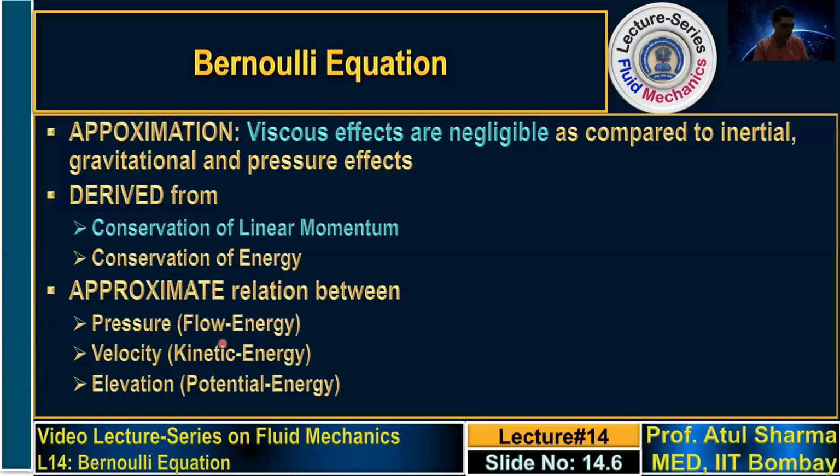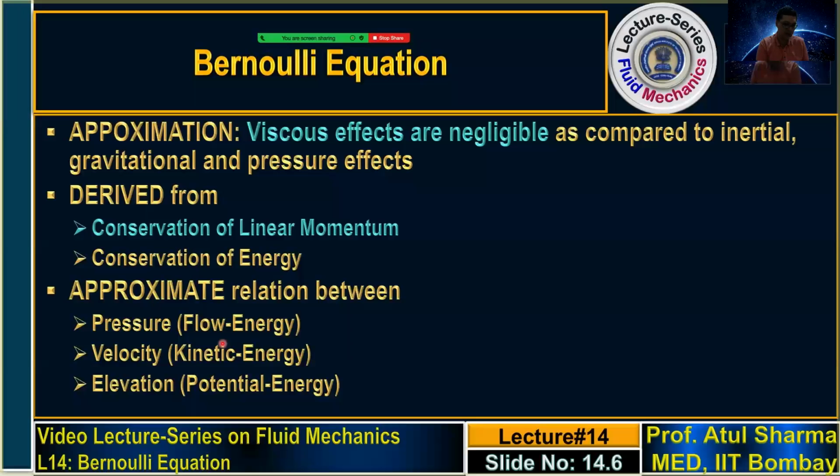So I will show you separately. As I mentioned, the flow energy is basically given by pressure into change in volume. The kinetic energy is given by m u square by 2, and potential energy is given by mgz, where z is the elevation.